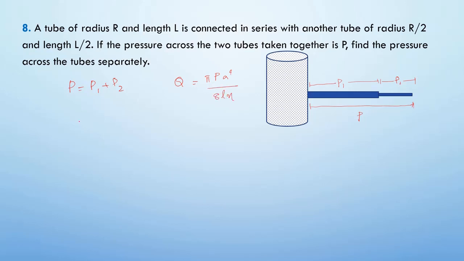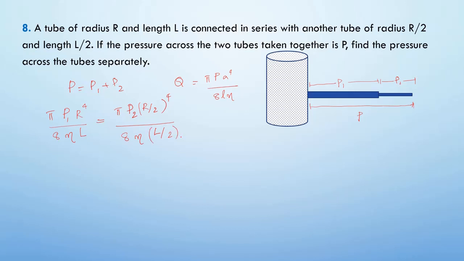8Lη. So for the first tube we have π, we do not know the pressure but we put it as P1, and the radius of the first tube is r to the power 4 divided by 8η, and its length is L. And this rate will be the same as the rate of flow of the second tube, which is π P2, because it's the second tube, and its radius is r by 2 as given in the question, (r by 2) whole to the power 4 divided by 8η into its length L by 2.